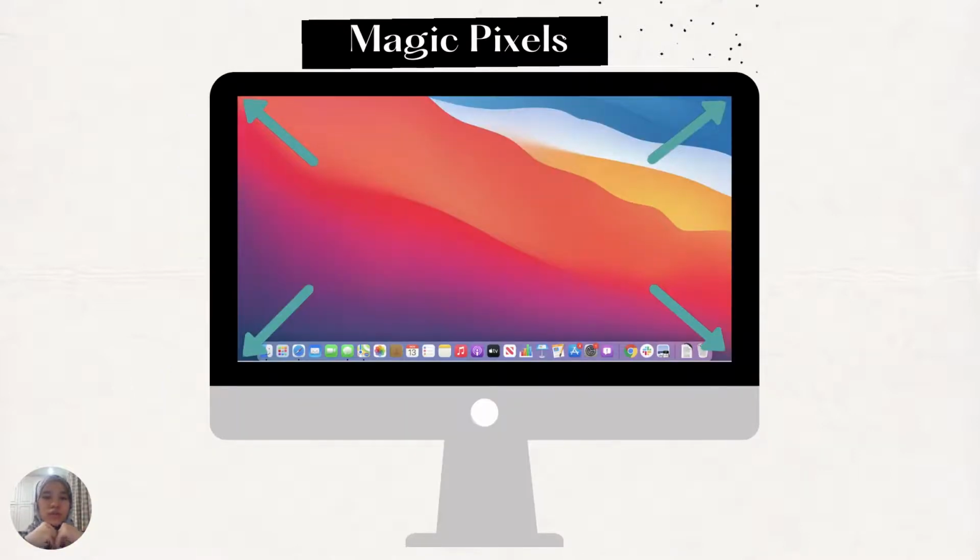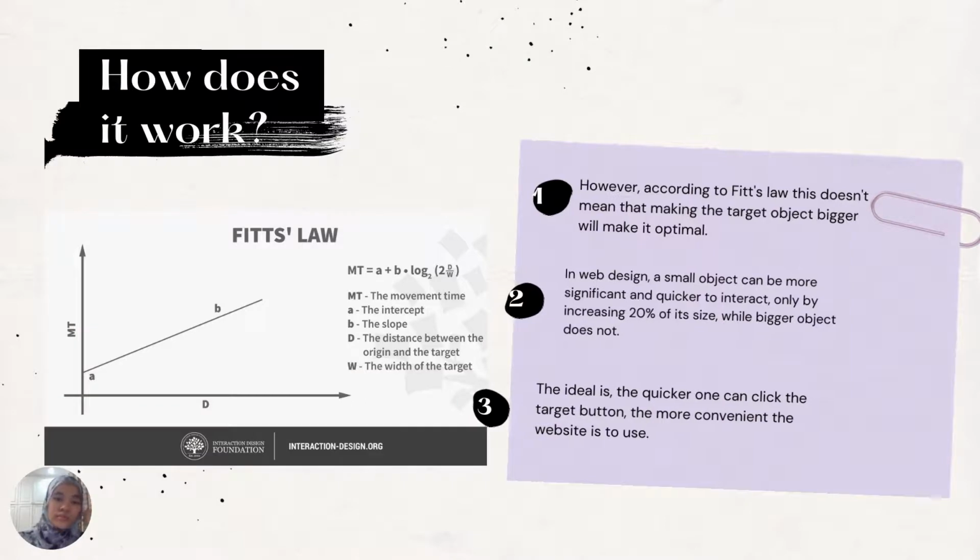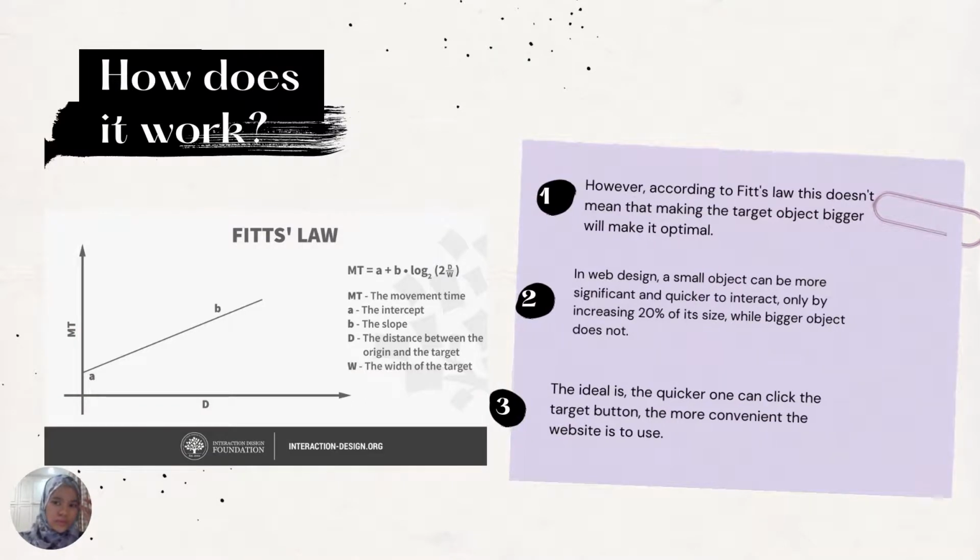So in this image right here, these are the magic pixels. They are the four corners of the screen. As you can see, you can't go there. You can't reach there because it's beyond there. Okay, so how does it work?